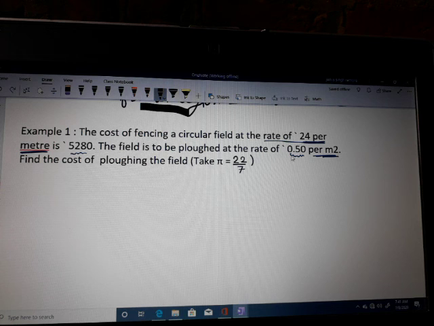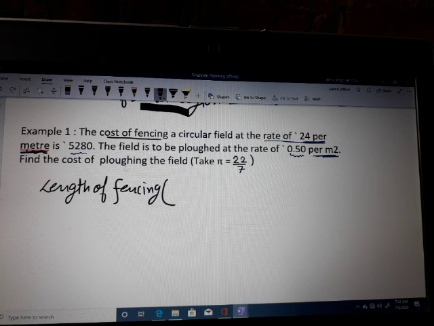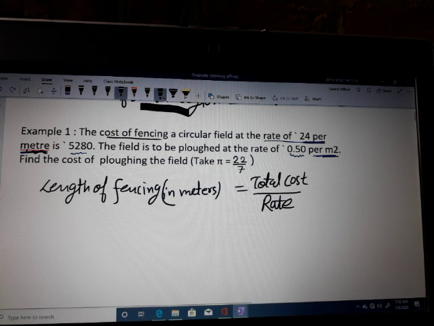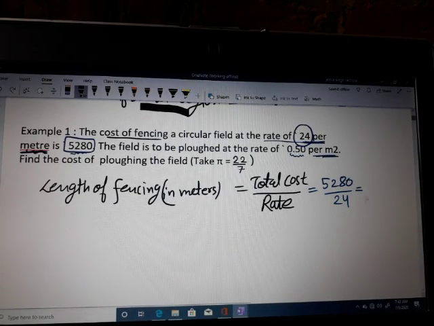You are given the cost of fencing. So what is the length of fencing? We'll find the length of fencing first. Length of fencing in meters is equal to total cost divided by rate. Total cost is given as 5280, so 5280 divided by the rate, which is 24. When you divide this by 24, you will get 220. That means this is the length of fencing.